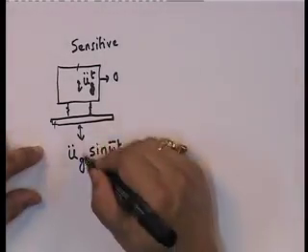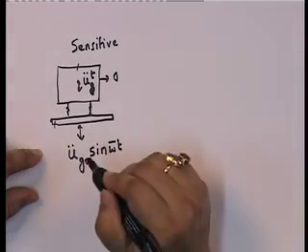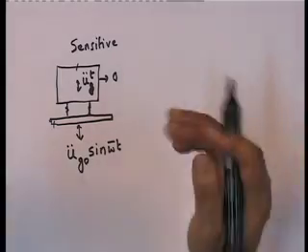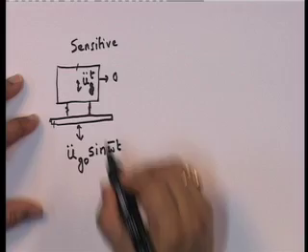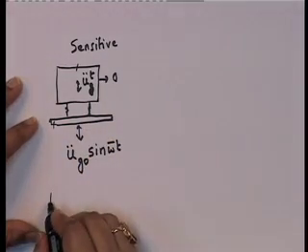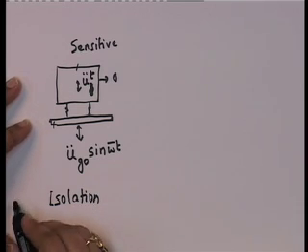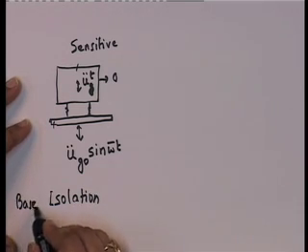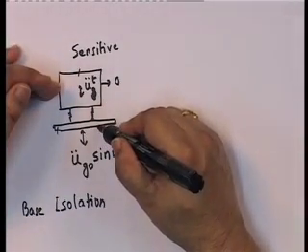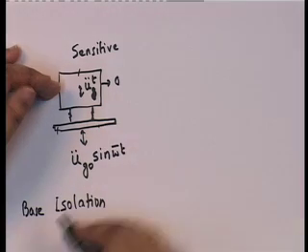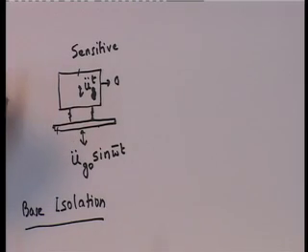The problem is that this is vibrating. The base of the equipment is vibrating. We can't stop that vibration. That vibration is happening. What we want to do is isolate, and this is known as isolation. We want to isolate this equipment from its base. Okay? So, this is known as base isolation. This is one problem.